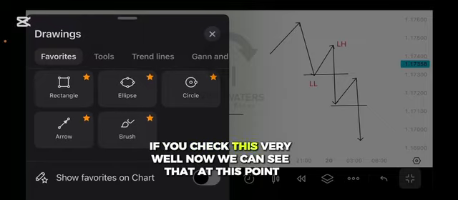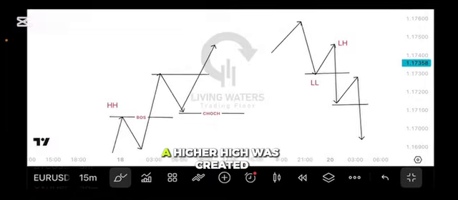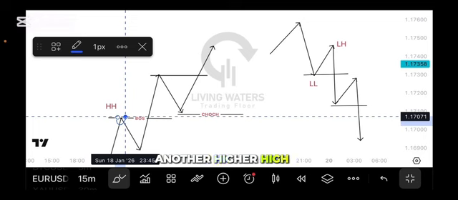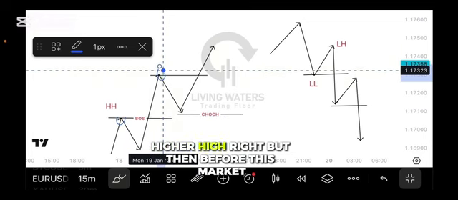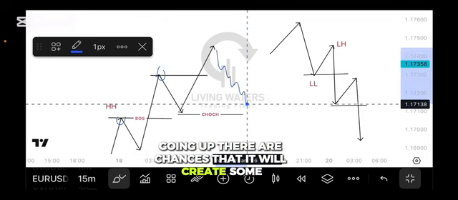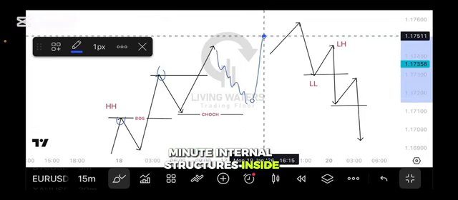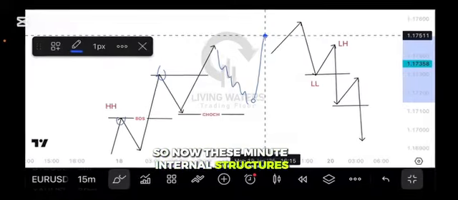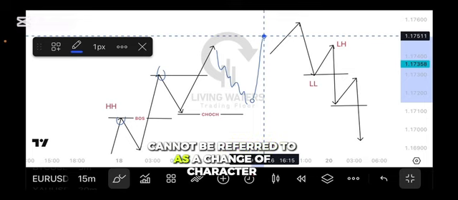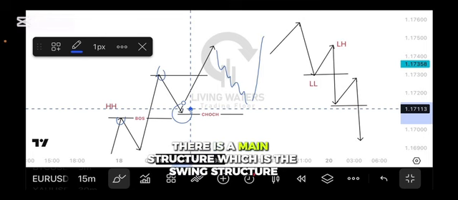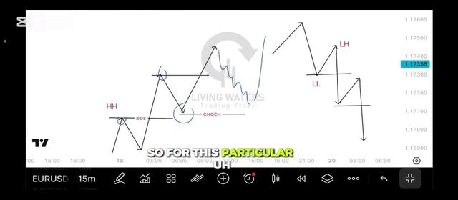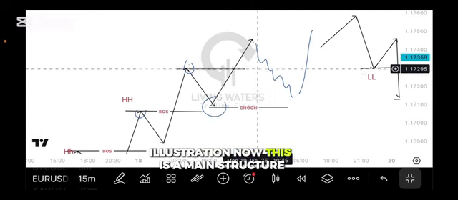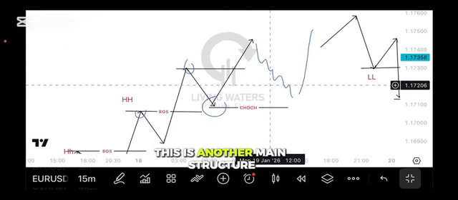If you check this very well, we can see that at this point a higher high was created, another higher high. So here we expect that this should be another higher high, right? But before the market continues going up, there are chances that it will create some minute internal structures before it picks up again. These minute internal structures cannot be referred to as a change of character, and that's where a lot of people miss it. There is a main structure, which is the swing structure. For this illustration, this is a main structure, this is another main structure.